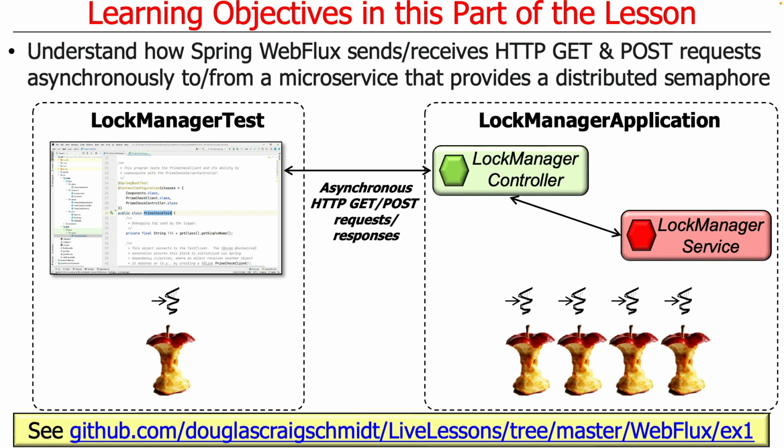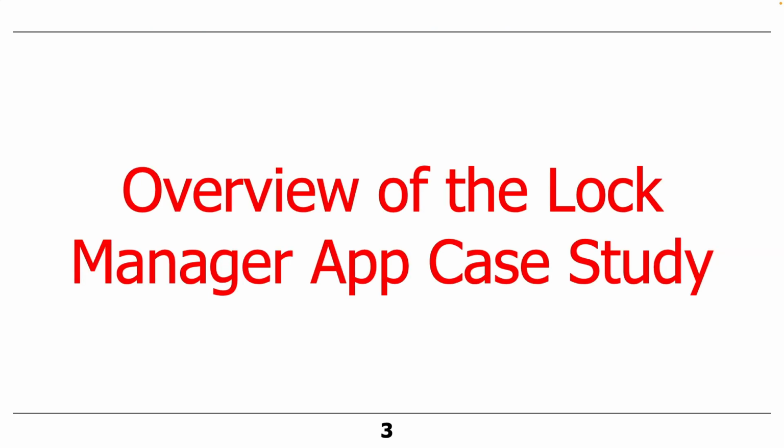And what this is going to do is it's going to use WebFlux to send and receive get and post requests asynchronously to and from a microservice that provides a distributed semaphore, or what we call the LockManager. And you'll see how this works, and we'll talk about the various pieces in this example shortly. This is also important because it'll help to foreshadow what you need to know for programming assignment 2C.